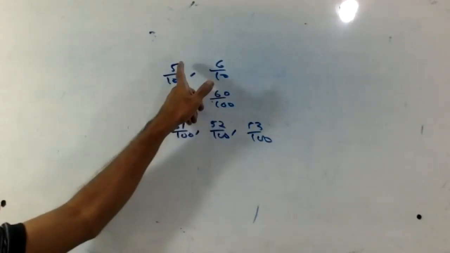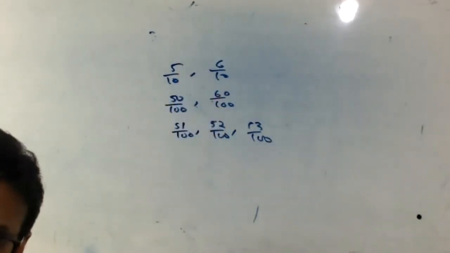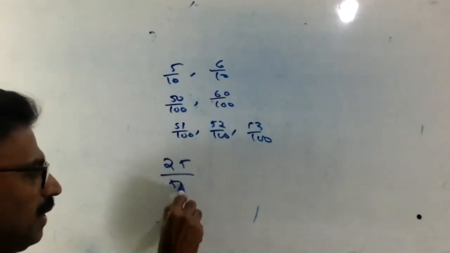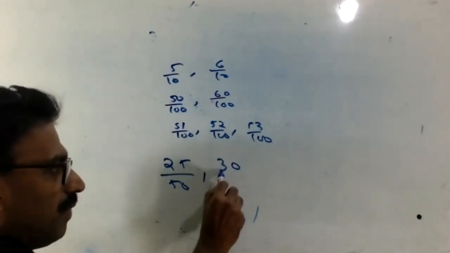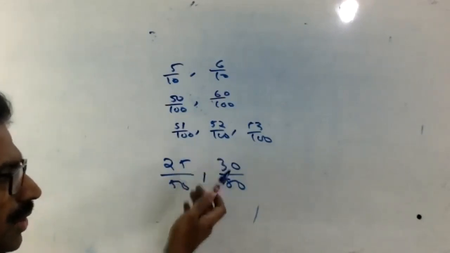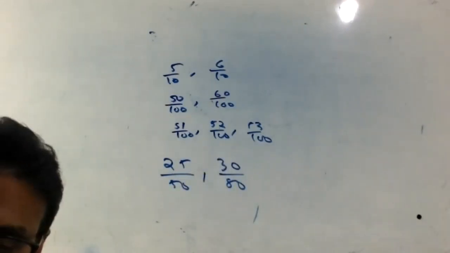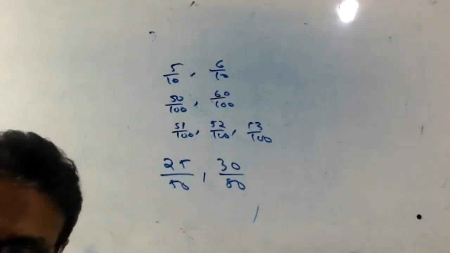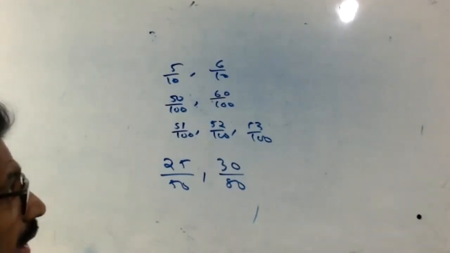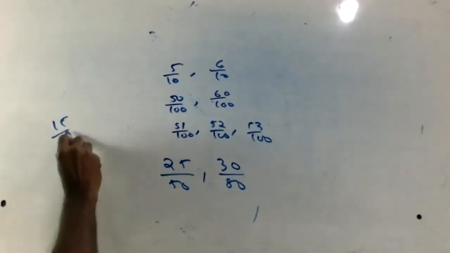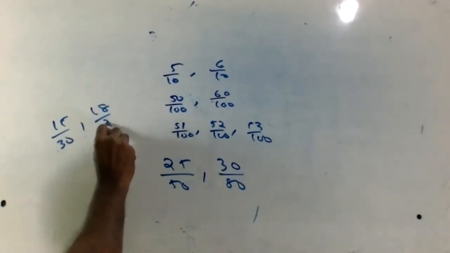If you multiply by 5, 25 by 50 and 30 by 50, that also is no problem. 26 by 50, 27 by 50, 28 by 50, up to you. There are no issues. Multiply by 3, you will get 15 by 30, 18 by 30.